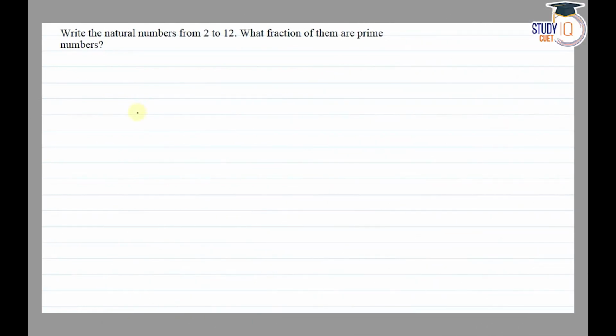Hello everyone. This question appears in Class 6 NCERT chapter of fractions. This is 8th question of its exercise 7.1. So the question says that write the natural numbers from 2 to 12. What fraction of them are prime numbers?